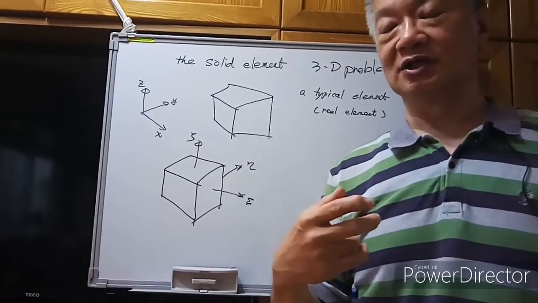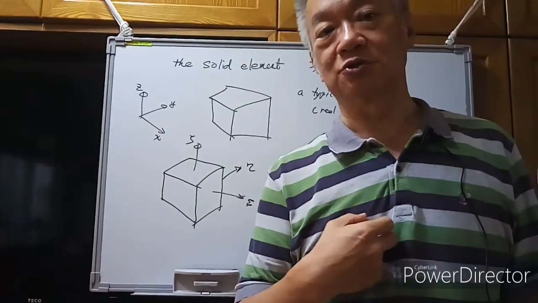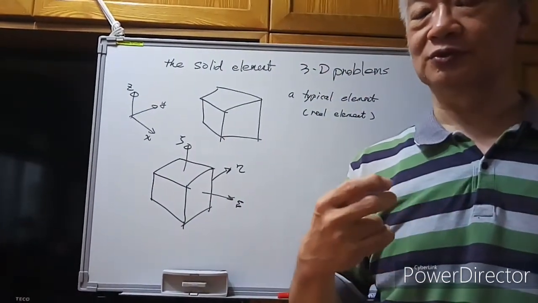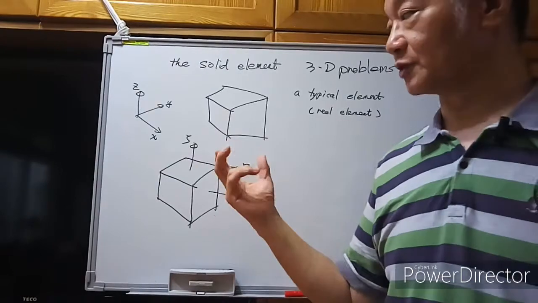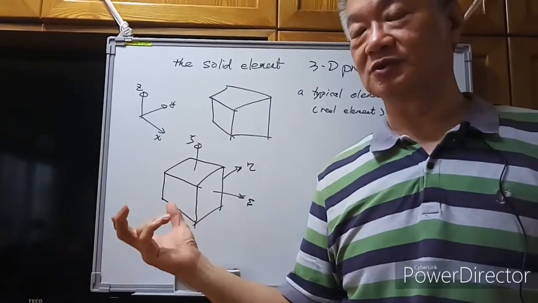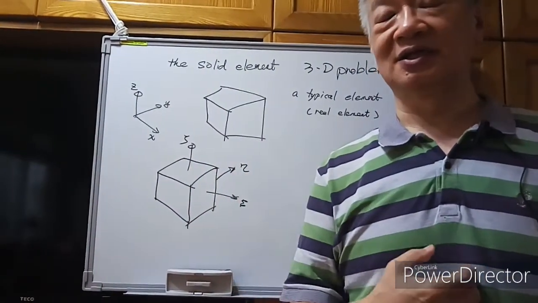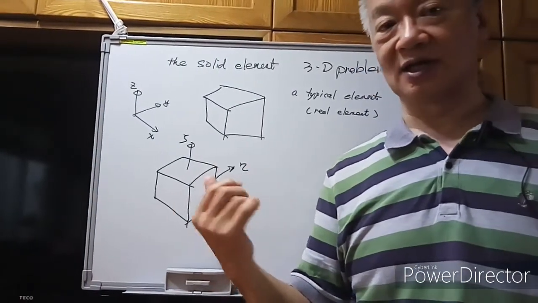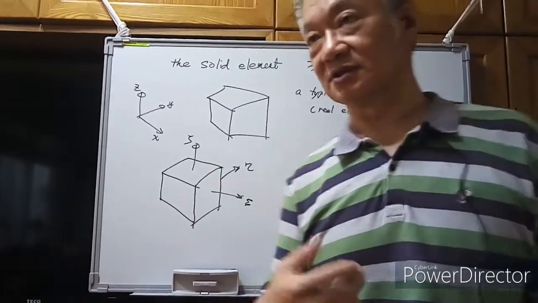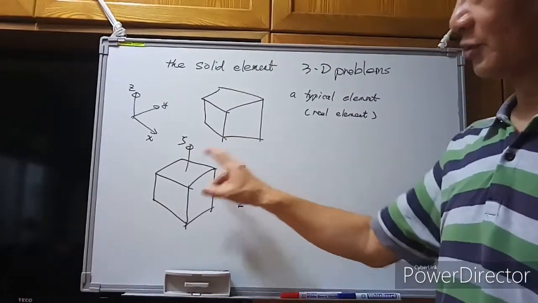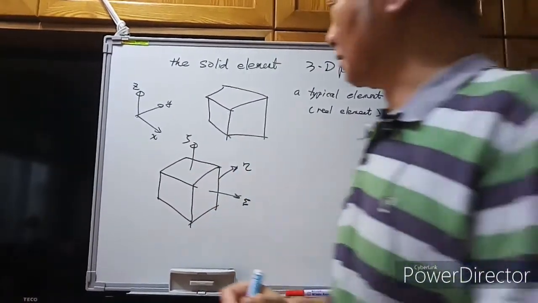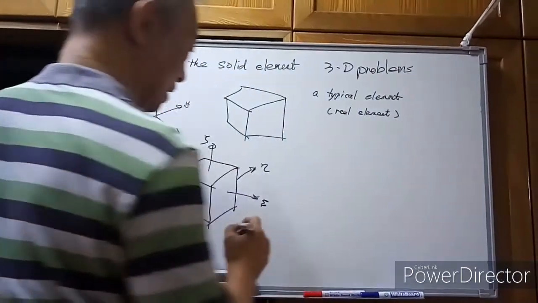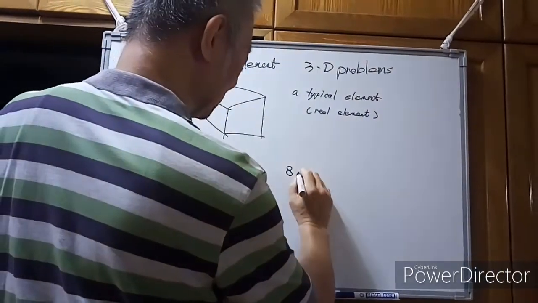is that later we like to use the Gaussian quadrature to do the numerical integration for these problems. I think that's the most important thing. So that's the master element, and there are 8 node elements.